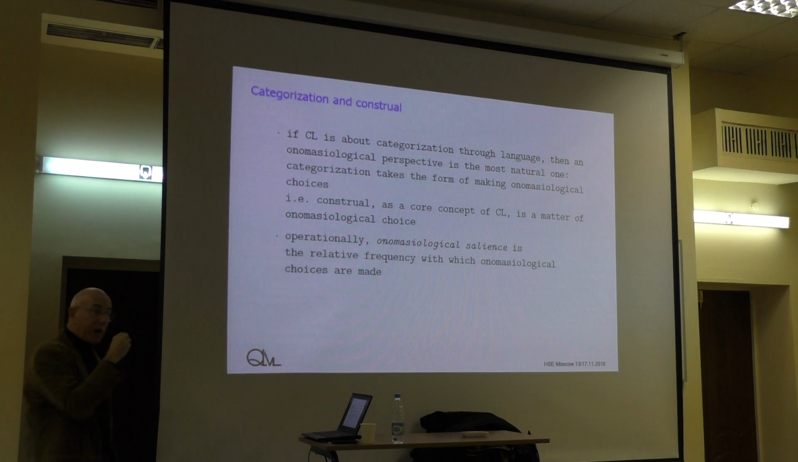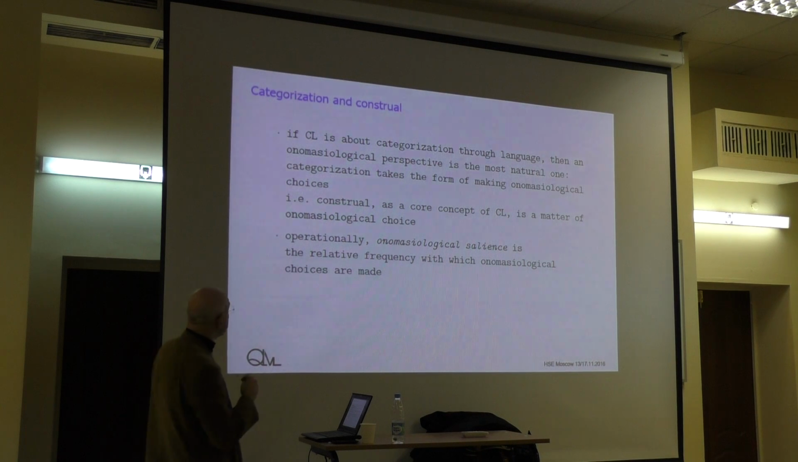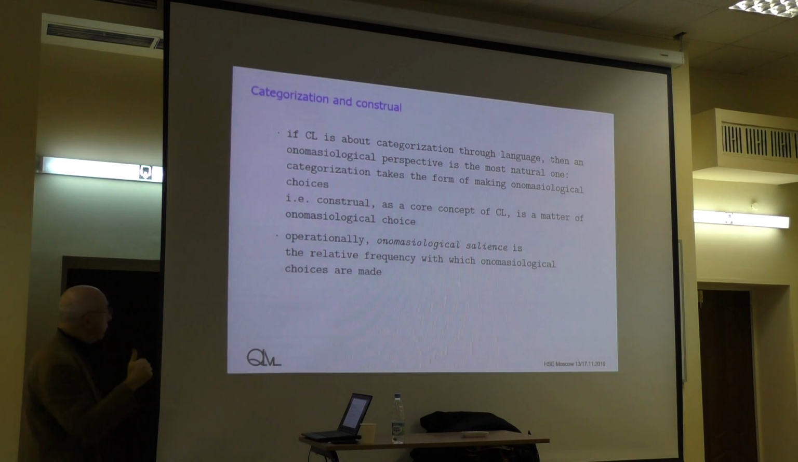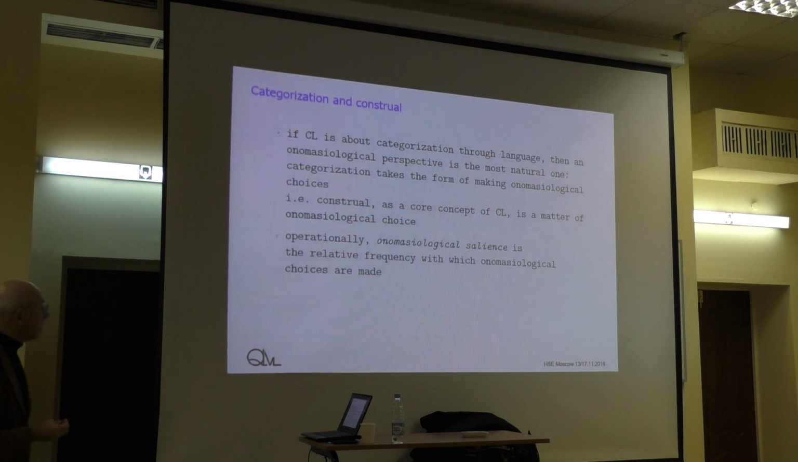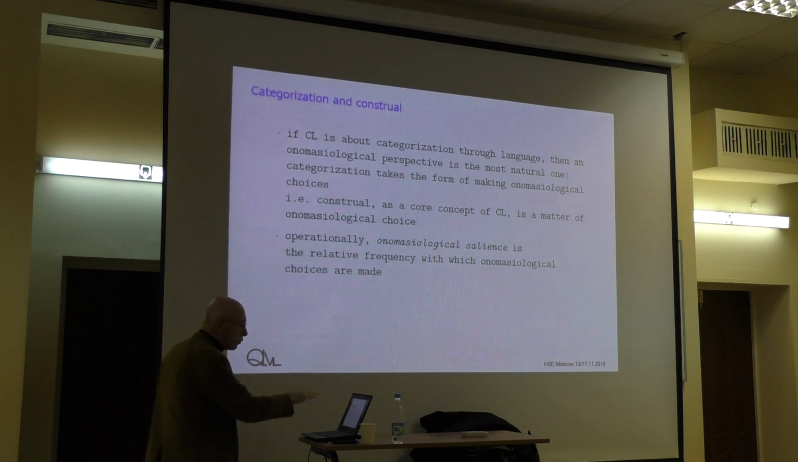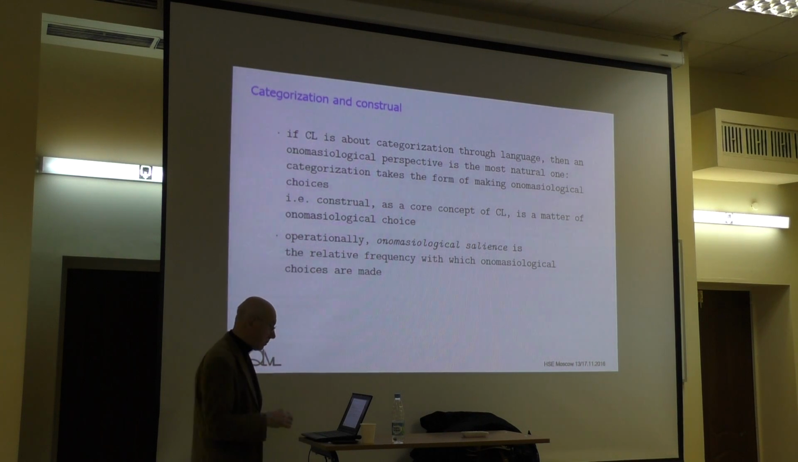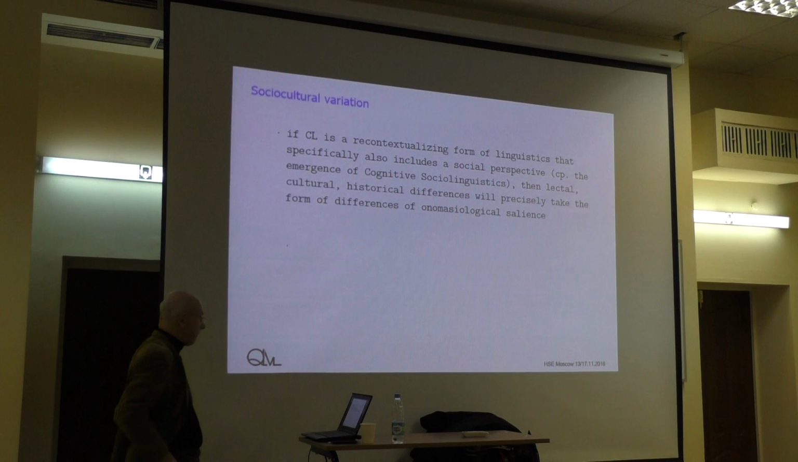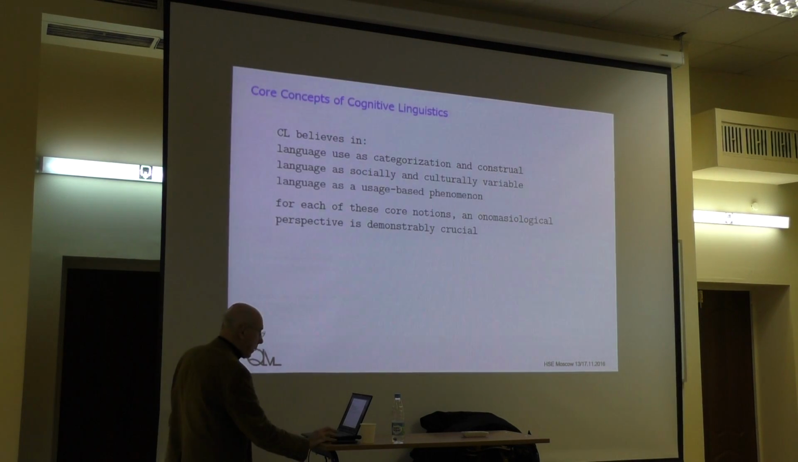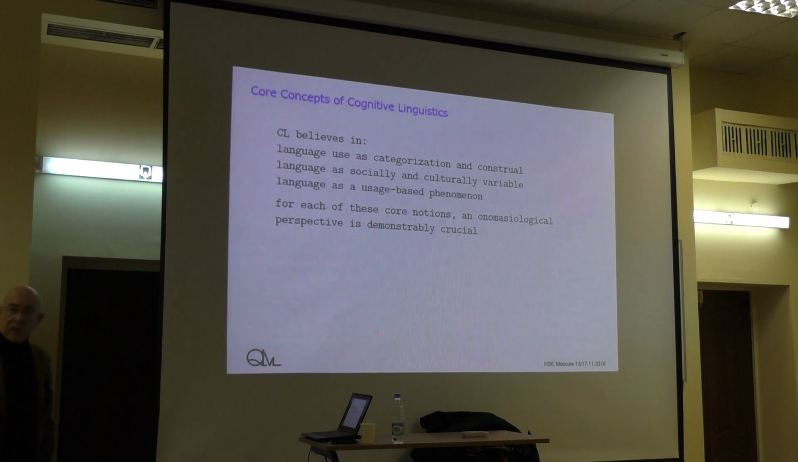But the primary thing is of course the production, and the production takes the form of onomasiological choices. So, construal as a core concept of cognitive linguistics and more broadly meaning-based approaches is a matter of onomasiological choice. Okay, then onomasiological salience, I already mentioned that. That's the relative frequency with which onomasiological choices are made. Then the second thing, so I'm going back here. So language as categorization and construal, we can see that that is basically about onomasiological choice.